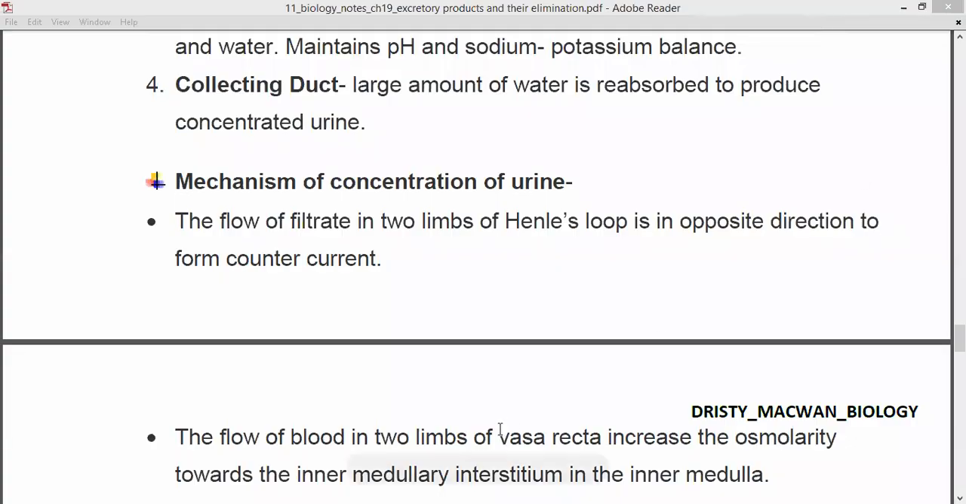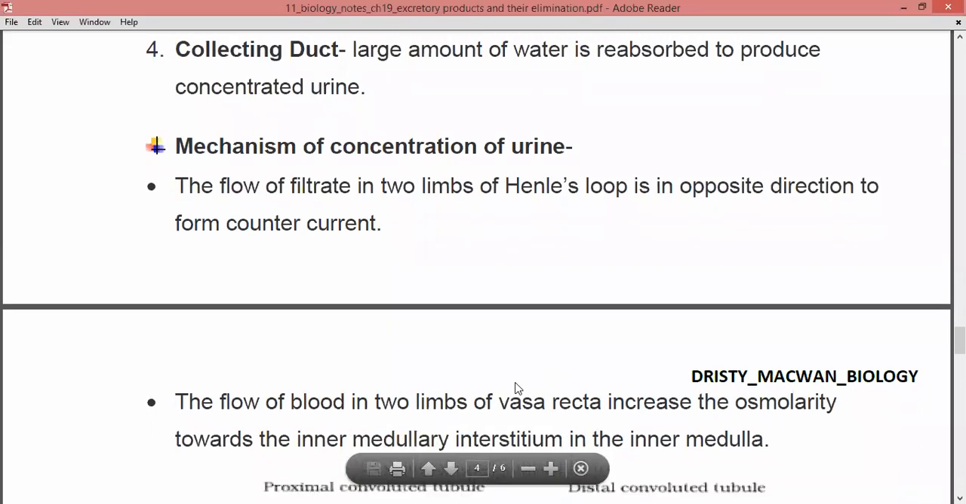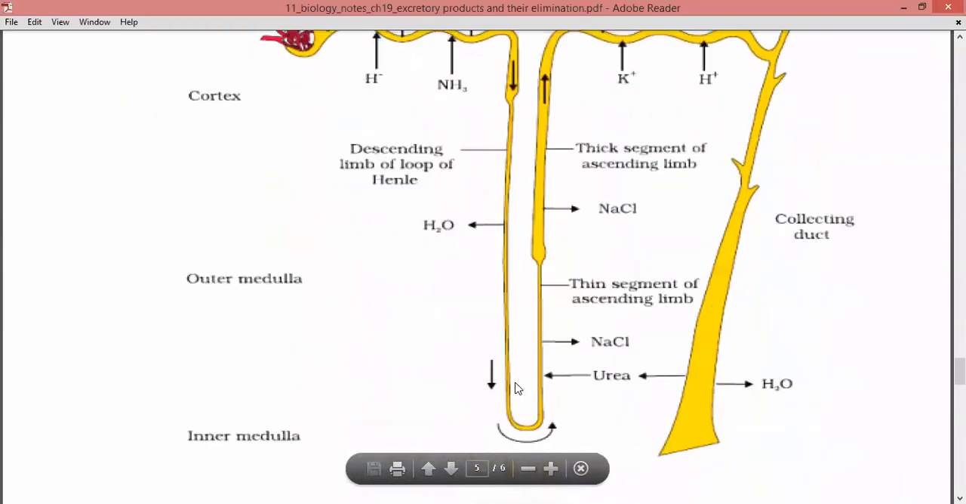So this was all about the mechanism of the concentration of urine. I hope you are very clear with today's topic.